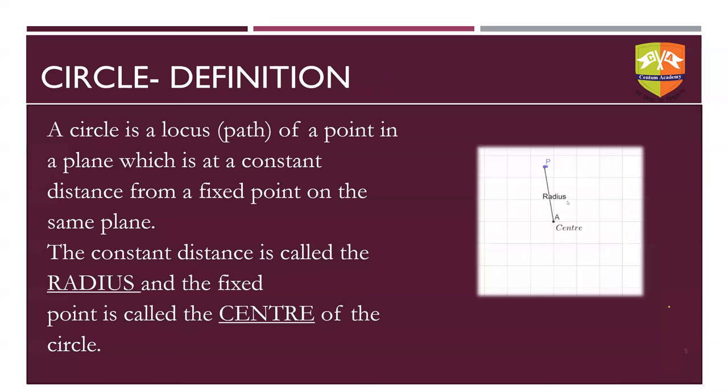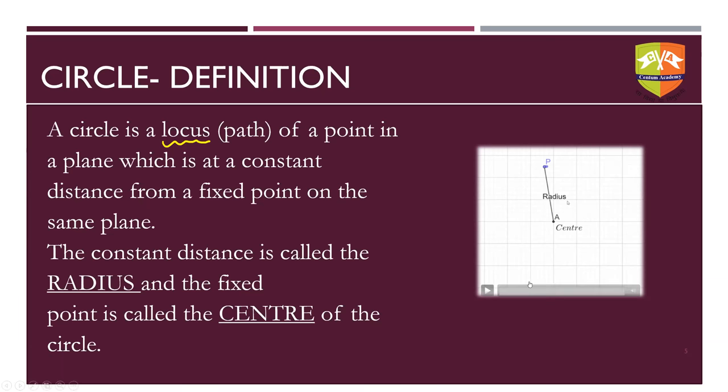Okay, so let's begin. So here is the definition. All of you know what a circle is. A circle is a locus. Now people do get confused when I talk about things like locus. So what is a locus? A circle is a locus of a point in a plane which is at a constant distance from a fixed point on the same plane.